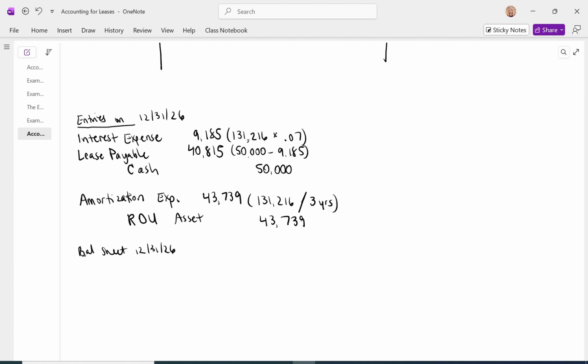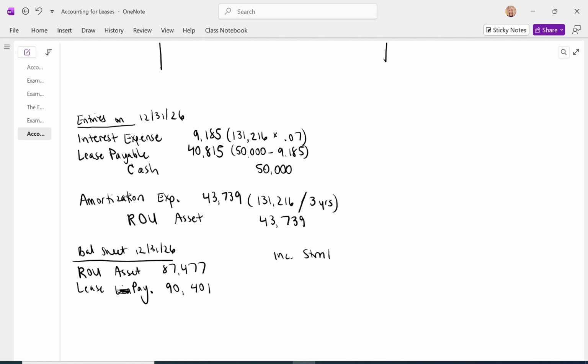12/31/26. And then what is the year ended 12/31/26 income statement going to show? We're going to have the right of use asset with a balance of 87,477. And we're going to report the lease liability, the lease payable. Typically, this is going to be called lease liability. We're calling it lease payable, 90,401.